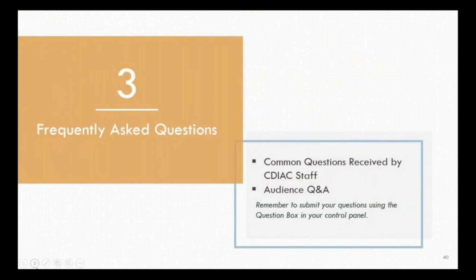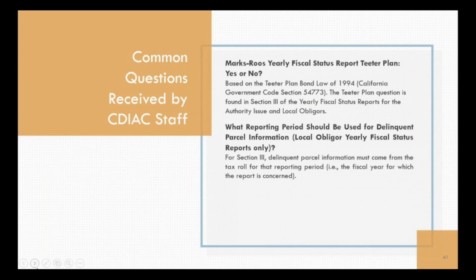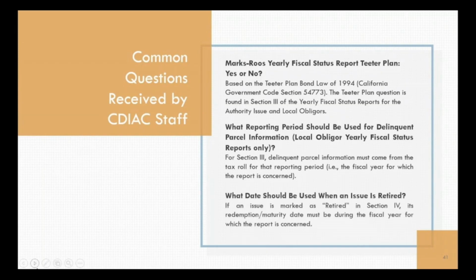In Part 3, we will address questions that CDIAC staff commonly receive, and we will answer questions that you may have. If you would like to submit a question, please use the question box in your control panel. The questions we frequently receive are on the Teeter plan, the reporting period to be used for delinquent parcel information, which is for LOBs only, and what date should be used when an issue is retired.